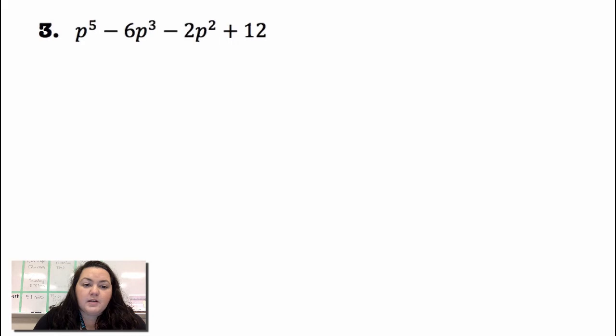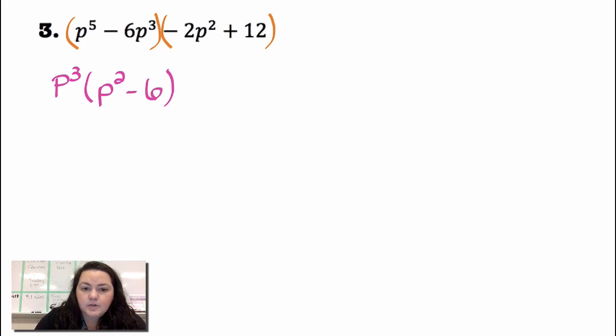All right, I have p to the fifth minus 6p to the third minus 2p to the second plus 12. I'm going to group and factor. I'm going to group the first two. In the first set, I can pull out a p to the third. That's going to leave me with p to the fifth divided by p to the third. Remember, when you're dividing, you subtract the exponents. So that would leave me with a p to the second power minus 6.